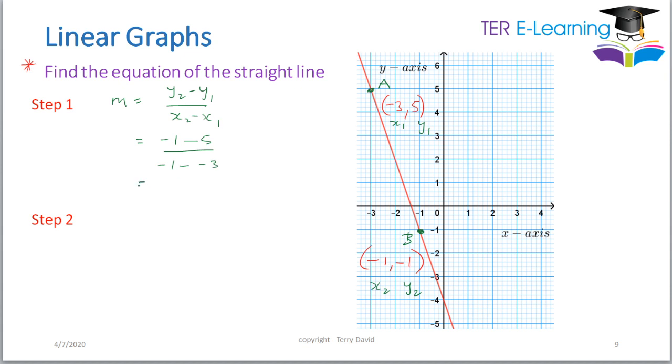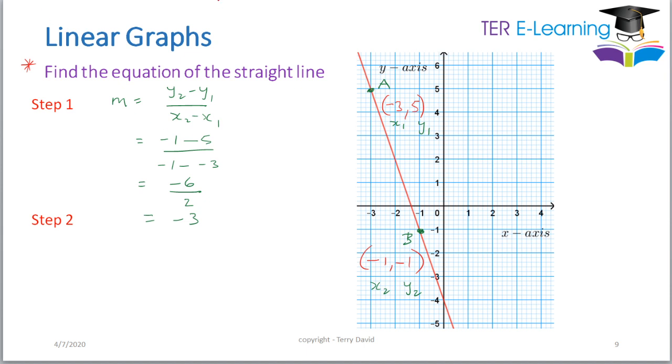All right, so minus 1 minus 5, that's on the top, the numerator, that'll give us minus 6. And then minus 1 minus minus 3 is the same as saying minus 1 plus 3, which is really equal to 2. So therefore, my gradient is equal to minus 3. So that's what my m is, right? My gradient is minus 3.